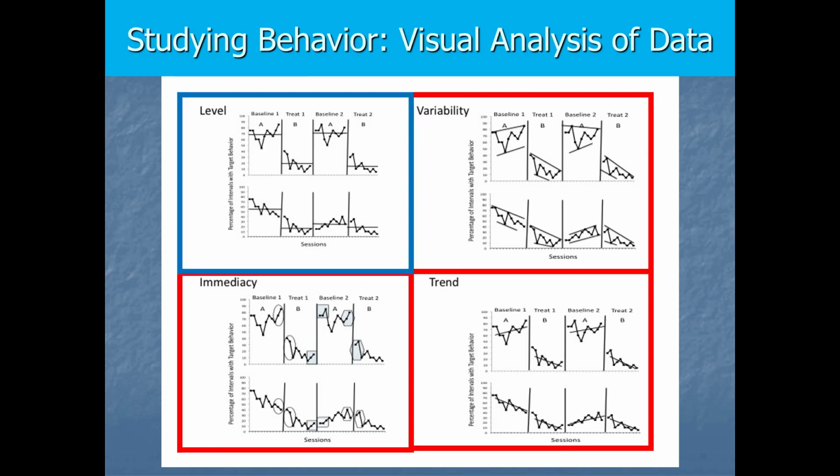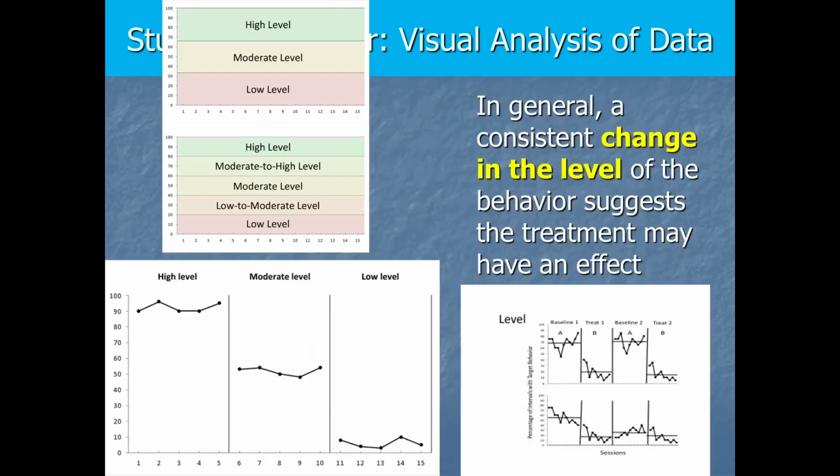But let's start with examining the level of the behavior on the upper left here. So in general, a consistent change in the level of a behavior at least suggests that the treatment may be having an effect. And perhaps more importantly, this is a good way to feel out the size of the effect. So if we go from a high level of the behavior to a low level of the behavior, that's going to suggest a bigger effect size in addition to providing more clear evidence of a real change. Whereas going from a high level to just a moderately high level of the behavior might not be enough of a difference to be clearly real, nor a change big enough to be interesting.